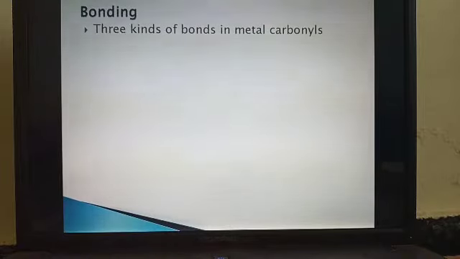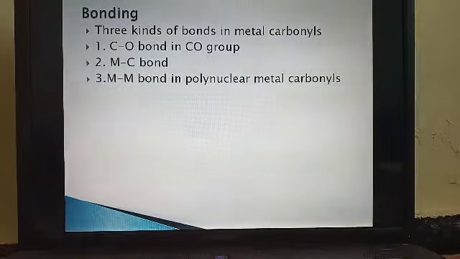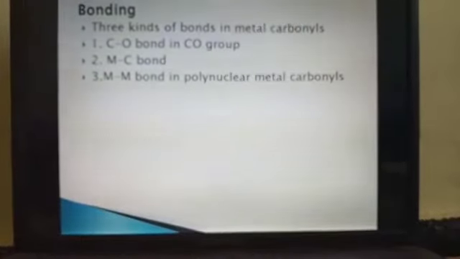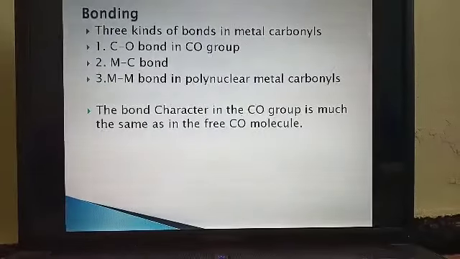metal carbonyls. And the very important one is bonding, the type of bonding in the metal carbonyls. So there are three kinds of bonding in metal carbonyls. One is CO bonding, that is the bond between carbon and oxygen in the carbonyl group, and one is the MC bond, that is metal carbon bond, and then metal metal bond, that is in polynuclear metal carbonyls. So let us study one by one the type of bonding.